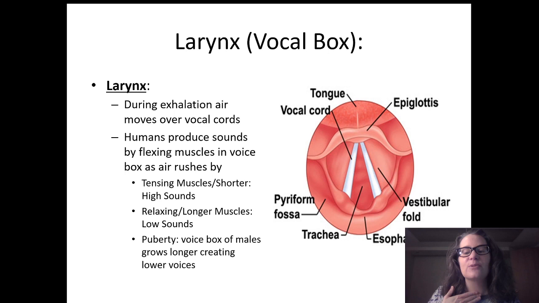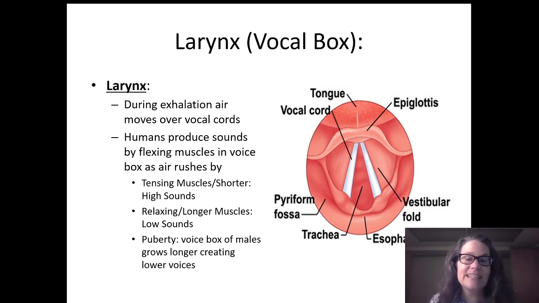In the middle of your throat, you will find the larynx. If you hum quietly to yourself, you can feel the vibrations. During exhalation, we can move air over these vocal cords almost like guitar strings, and vibrate them to produce all kinds of sounds. This is really important because as a primate, you use communication a lot.